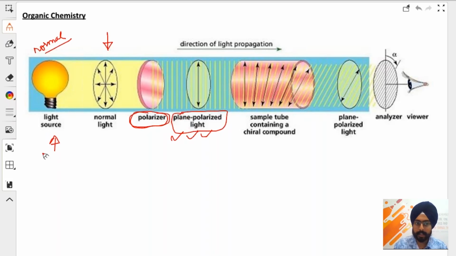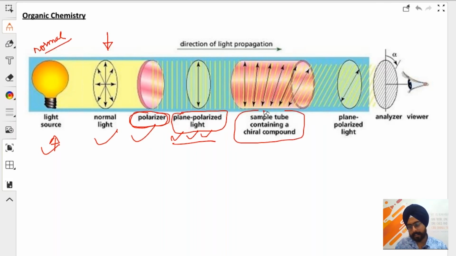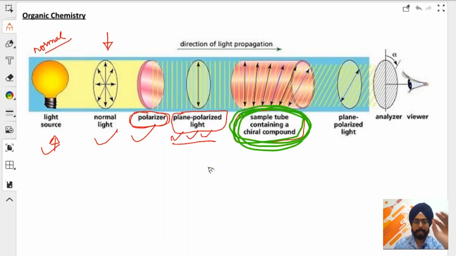Okay? So here the light came. It was normal light. You took it only in one direction and you called it plane polarized light. Now this is where organic chemistry comes in. ठीक है? मैं यहाँ पे green pen ले लेता हूँ, थोड़ा बड़ा कर देता हूँ उसको, and I'll make this box here. This sample tube containing a chiral compound. All right, this chiral thing is what we will focus on today.